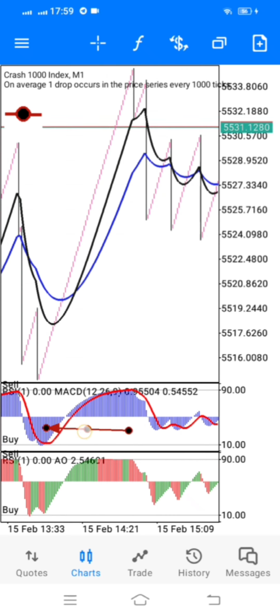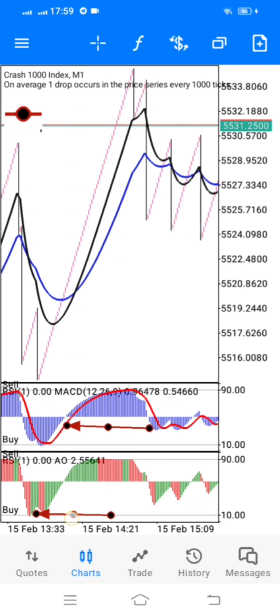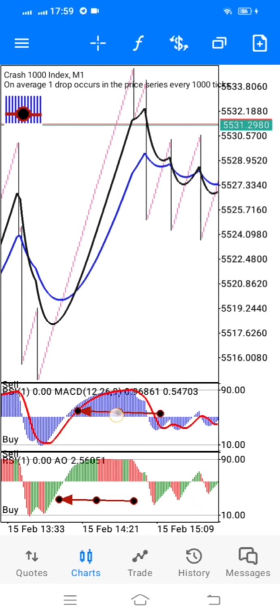So I'll just repeat that. It needs to come from level 10 and cross level 0. That's our first condition, the MACD. Second condition, the awesome oscillator needs to touch level 10. Over here we can see it touched level 10. It needs to come from level 10 and cross level 0, the same condition as the top one. Okay, that's condition number 1 and condition number 2.